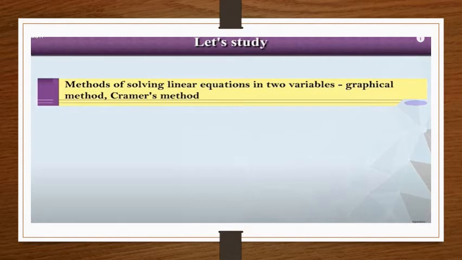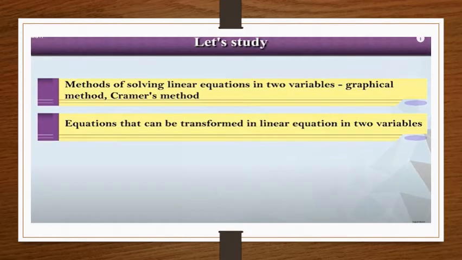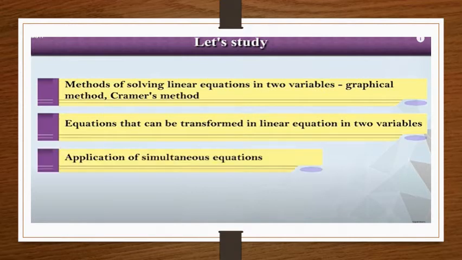Now let's see what we are going to learn in this topic. The very first part is methods of solving linear equations in two variables by graphical method and by using Cramer's method. Secondly, equations that can be transformed into linear equations in two variables. So we are going to transform an equation into a linear equation in two variables and solve it. And lastly, we are going to learn applications of these simultaneous equations in various situations and examples.